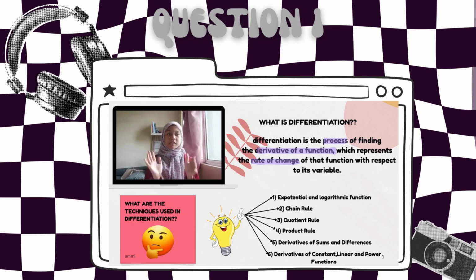We have 6 different techniques. One is exponential and logarithmic function. Second is chain rule. Third one is quotient rule. Fourth is product rule. Fifth is derivatives of sum and differences. And lastly, derivatives of constant, linear, and power function.